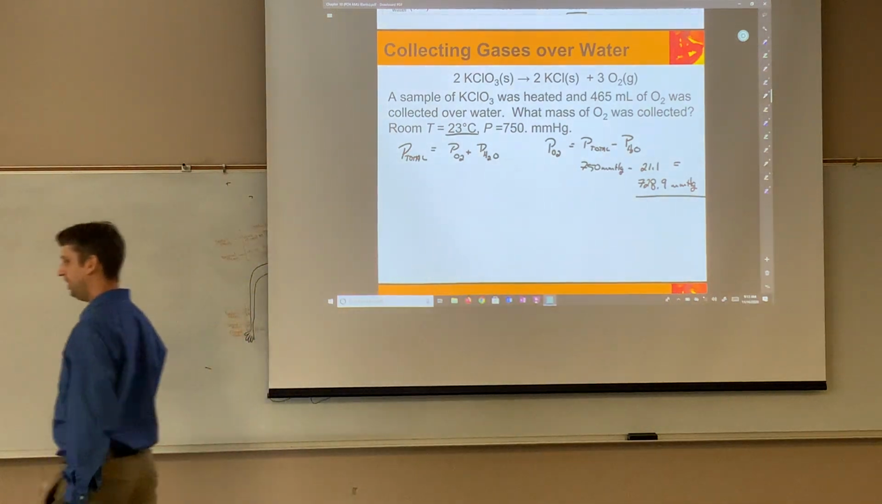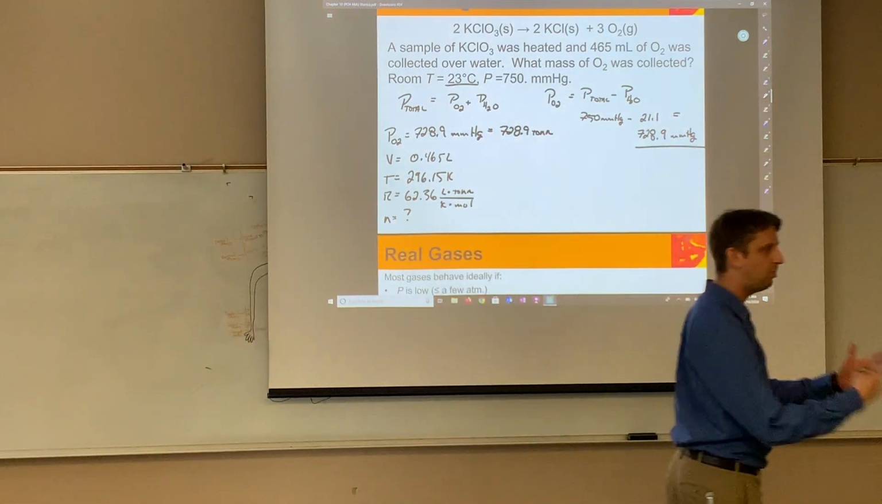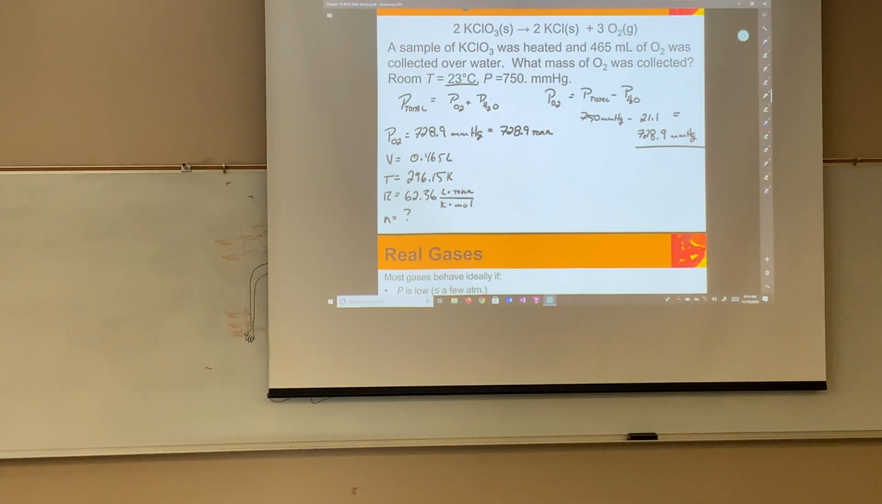So it's a big shocker. We have to do our ideal gas law again. So we have our pressure of O2, right? We have our volume, 0.465 liters. Temperature, we convert that into Kelvin. We pick whatever constant we want to work our pressure in, moles, and P equals, and N is what we're trying to figure out, right? It says what mass of O2 was collected. We can calculate moles of O2, and then moles of O2 into grams of O2, right?